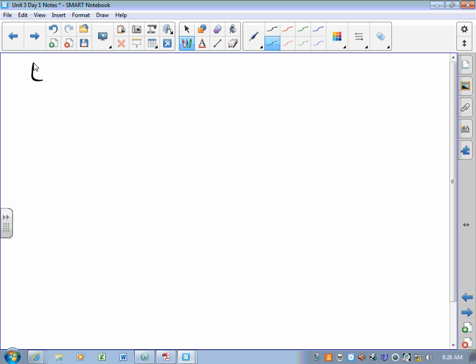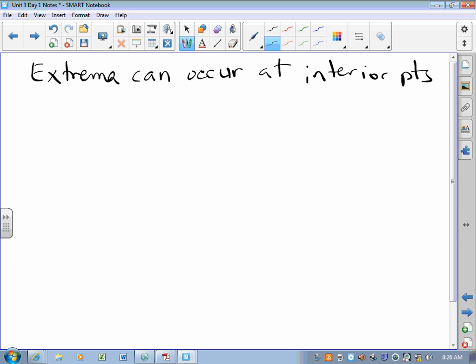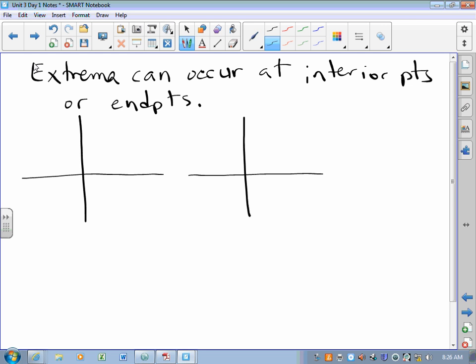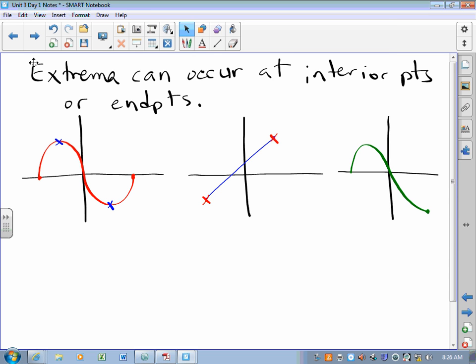Okay, so extrema can occur at interior points or at endpoints. You could have a function whose max and min occur at interior points of a domain. You could have a function whose extrema occur at endpoints of the domain. And of course, you could have a function where the max and the min occur at interior or endpoints or some combination of the two.